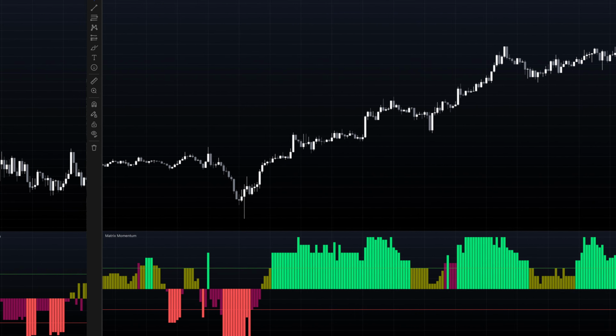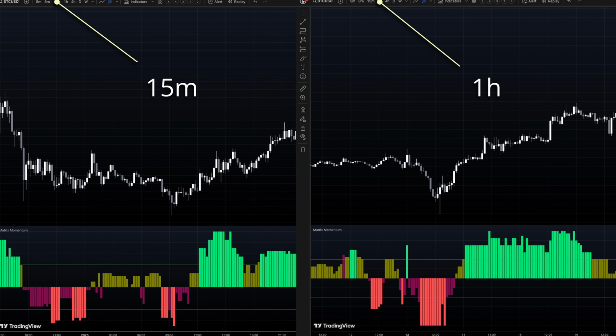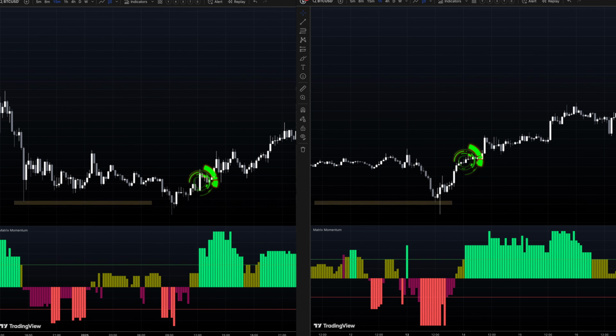Here are additional ways to enhance your trading with this indicator. Multiple time frame confirmation: use higher time frames to confirm the main trend direction. Enter trades only when both time frames show matching momentum signals.